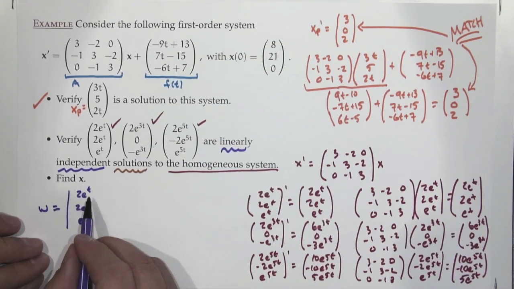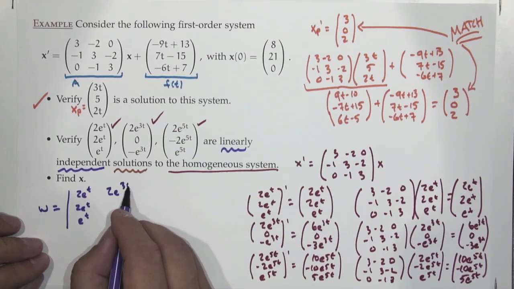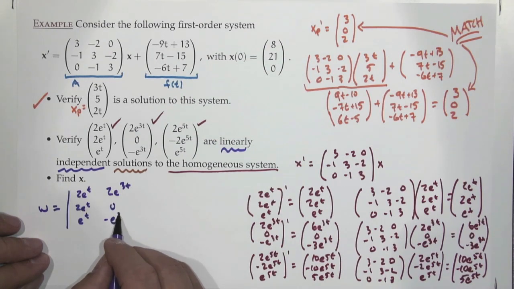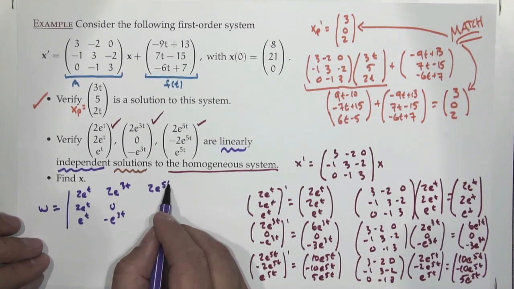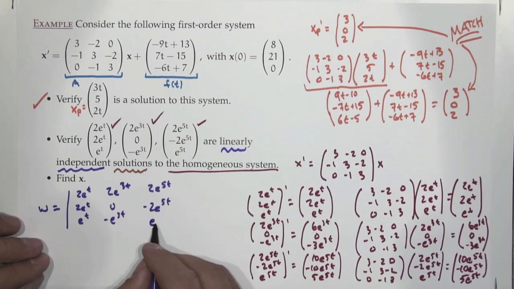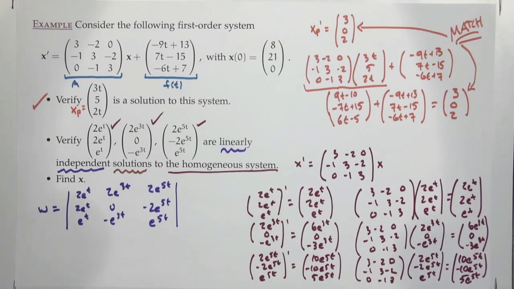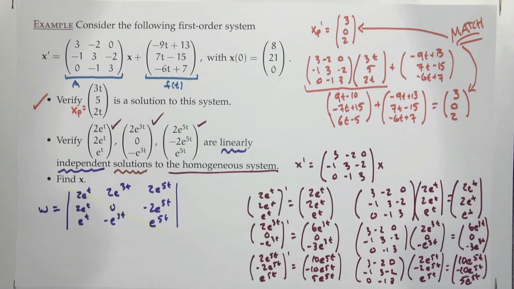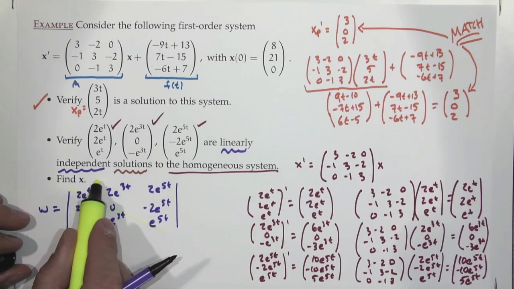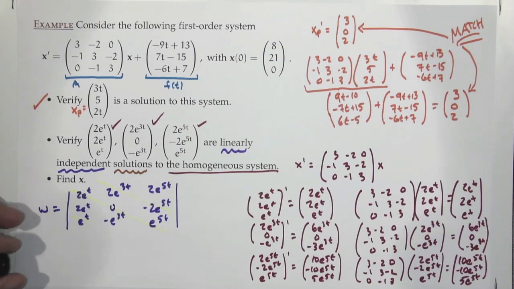So, we write down the first function, 2e to the t, 2e to the t, e to the t. We write down the second function, 2e to the 3t, 0, minus e to the 3t. We write down the last one, 2e to the 5t, minus 2e to the 5t, e to the 5t. All right. Now, I hesitate to say something here because I think it's easy to confuse you. All right, let's do the answer, and then I'm going to point something out afterwards. Okay, so do our diagonals. 2e to the t times 0 times e to the 5t, 0. 2e to the 3t, minus 2e to the 5t, and e to the t.